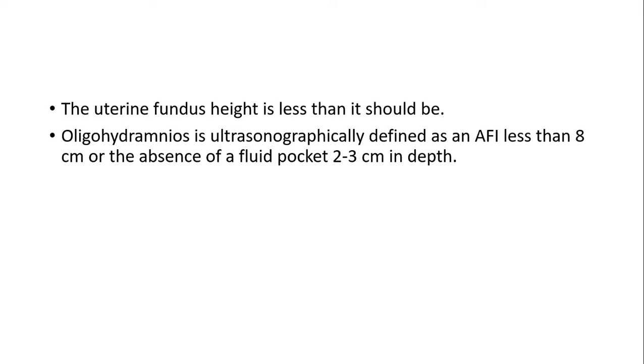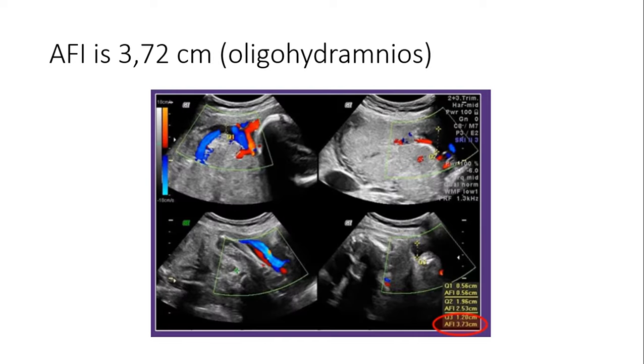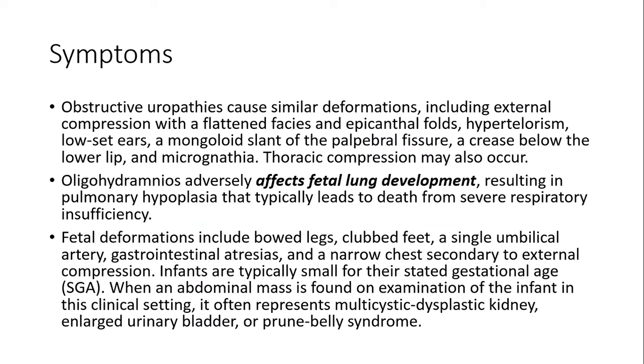So AFI should be less than 8 centimeters, and or the absence of a fluid pocket 2 to 3 centimeters in depth. Look at this photograph of the ultrasound. You see AFI is less than 4 centimeters, which denotes that this patient has oligohydramnios, so no amniotic fluid around the baby. Usually oligohydramnios is an asymptomatic condition.